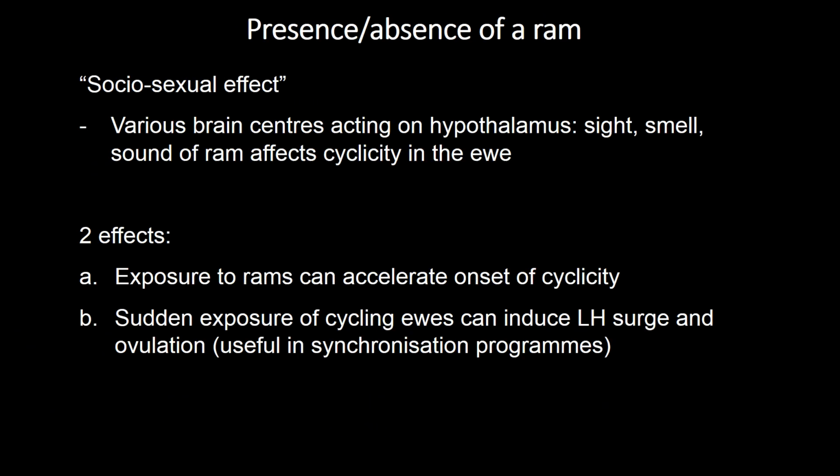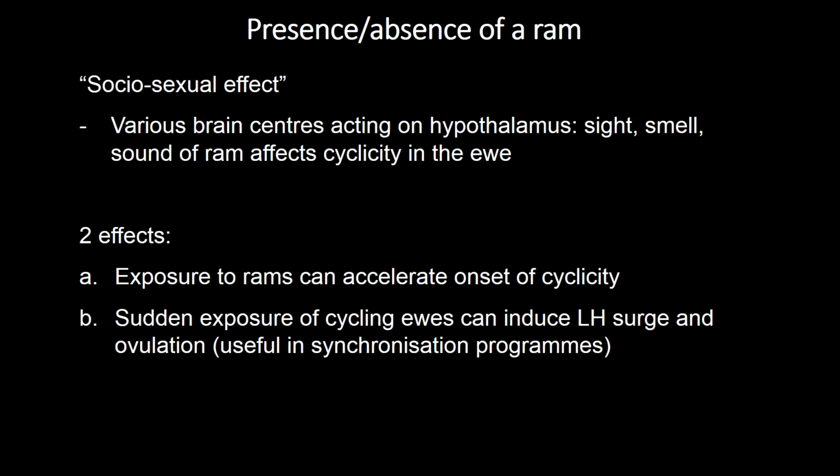The presence of a ram can have a substantial effect on the timing of the breeding season and can act as a stimulator of ovulation in cycling animals. This has been called a sociosexual effect. Earlier in the course, when we were discussing the applied physiology of reproduction, we spoke about the hypothalamus and GnRH secretion. Remember that many brain centers have input on the hypothalamus. For example, the pineal gland that regulates seasonality.